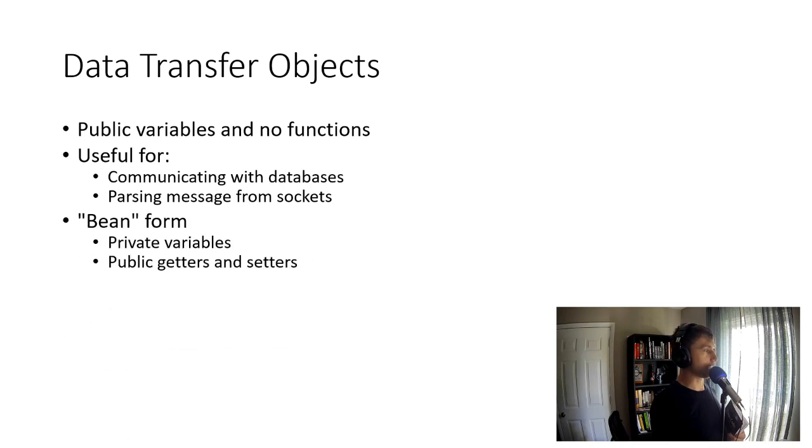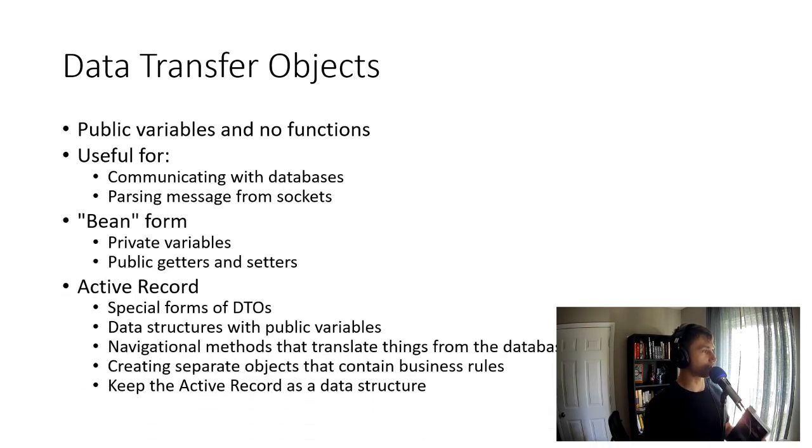Yes, as promised, data transfer objects. So data transfer objects are like what you saw with the employee DTO. They are public variables and they don't have functions. I think maybe some of my examples had a comment for getters and setters, but they typically don't have functions, because these are just very useful for, like the examples there, communicating with databases. You can save to a database, get information out of a database, or, another example, I'm not familiar with this, but parsing messages from sockets.